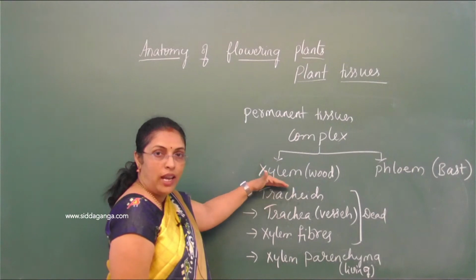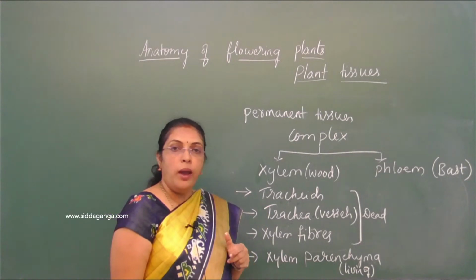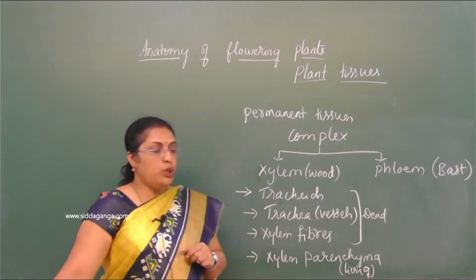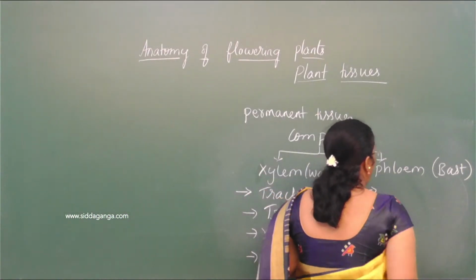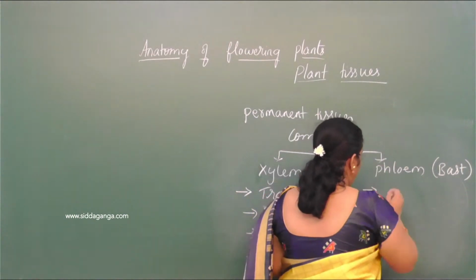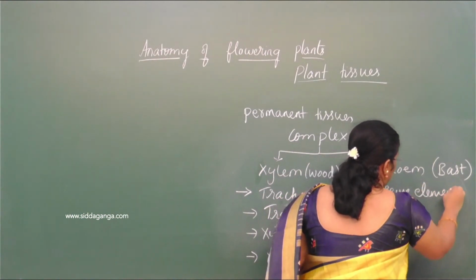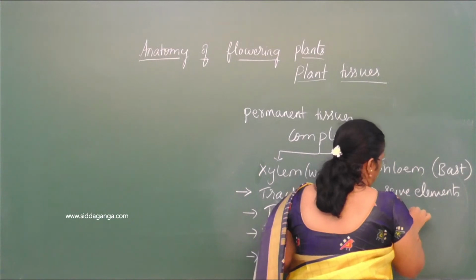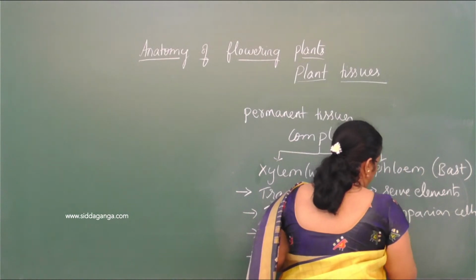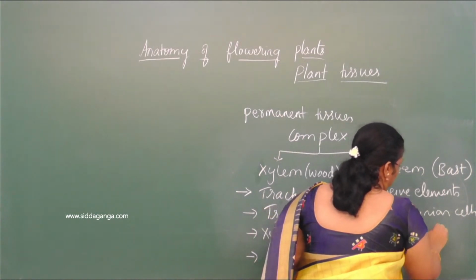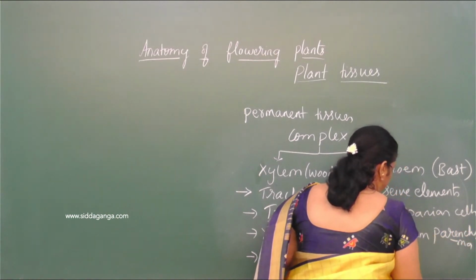And we know that this xylem mainly helps in conduction of water and minerals from roots to different parts of a plant. Then coming to the phloem, it is also made up of four dissimilar cells, that is sieve elements, companion cells, phloem parenchyma, and phloem fibers.